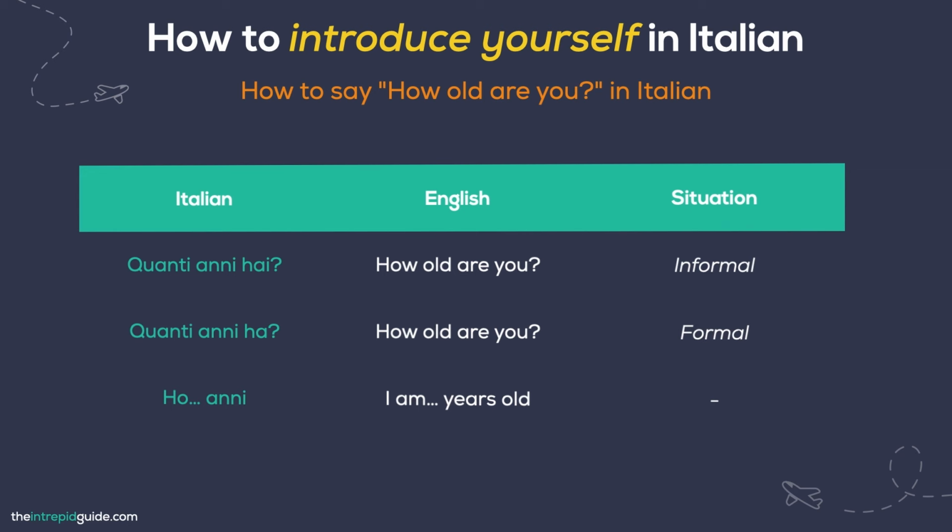Quanti anni hai? How old are you? Informal. Quanti anni ha? How old are you? Formal. And you can reply with Ho anni. I am. To learn Italian numbers, make sure you watch this video here.